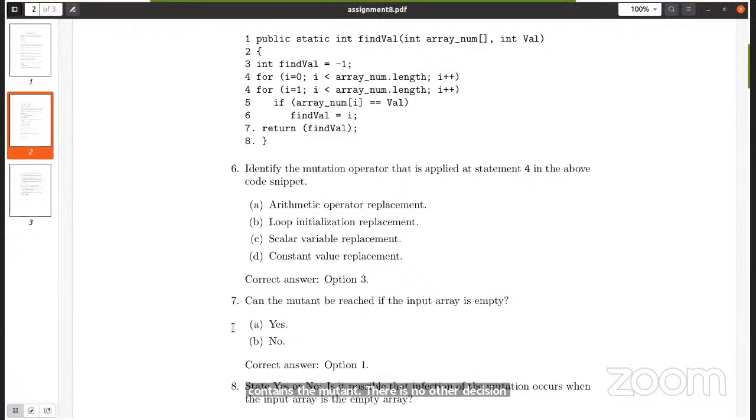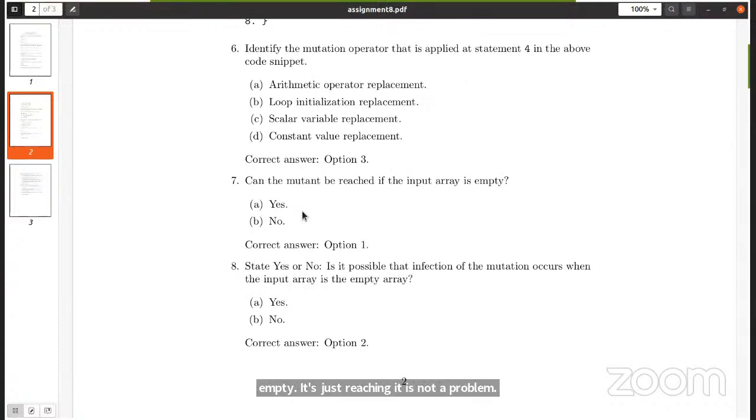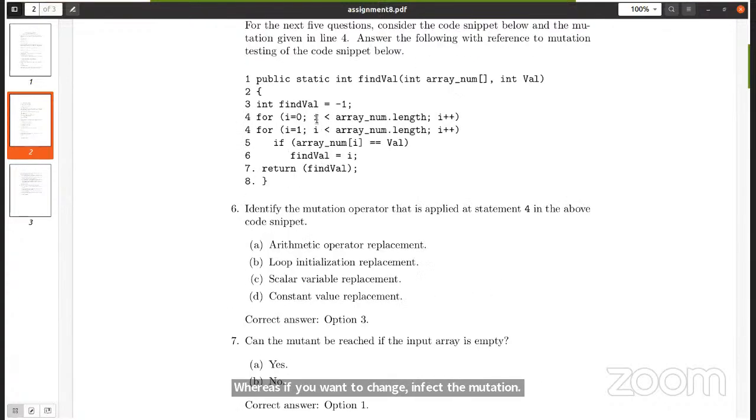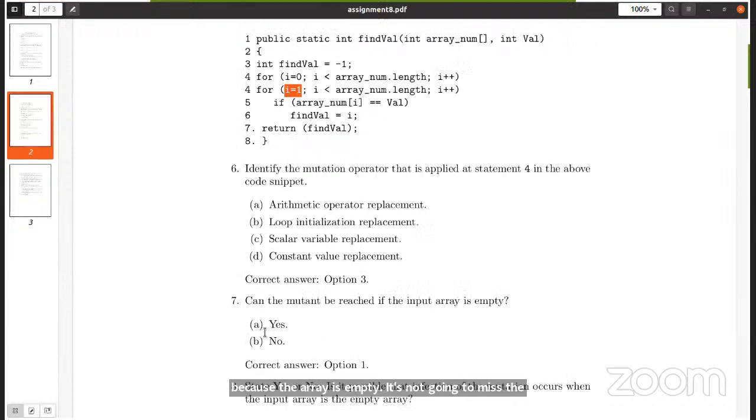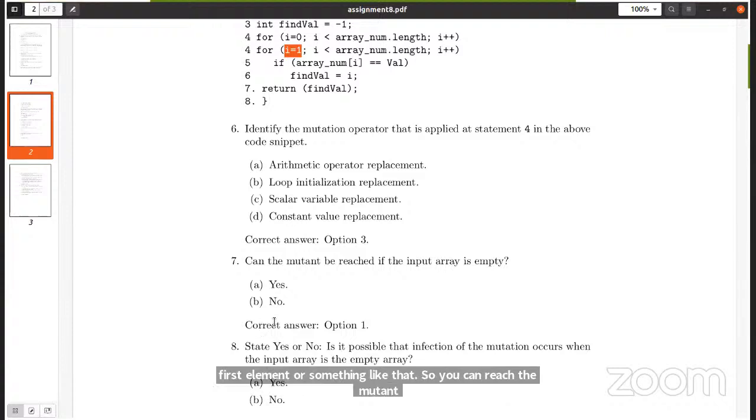So the mutant can be reached directly, even for whatever array it is, empty or not empty, just reaching it is not a problem. Whereas if you want to infect the mutation, then if you use an empty array, you won't observe the difference from i equal to 0 to i equal to 1 because the array is empty. It's not going to miss the first element or something like that. So you can reach the mutant, but you may not be able to do infection or propagation.